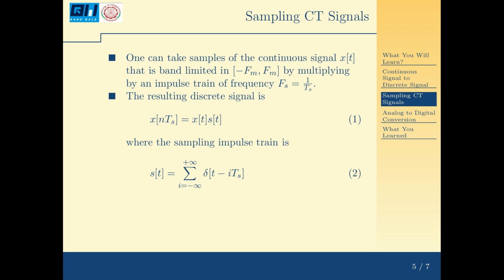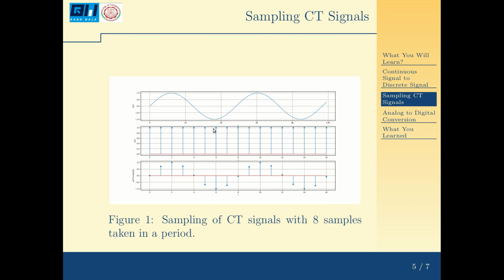So what sampling does is you can take samples of the continuous time signal x(t) that is band limited from minus fm to plus fm. I assume that it's a low pass signal. What I can do is I can sample this signal by multiplying it by an impulse train of frequency fs equal to 1 by ts. So the resulting discrete signal will be available for every ts, like 0 ts, 1 ts, 2 ts, etc. So x(n ts) is x(t) times s(t). Okay, I will show you how this is done.